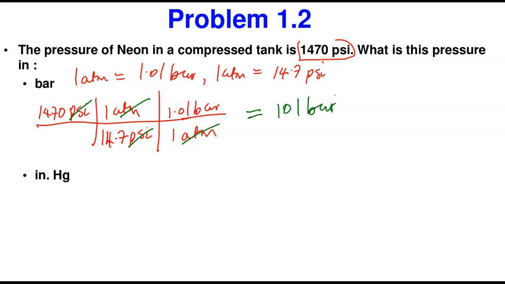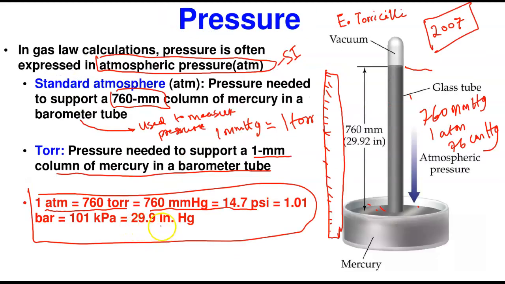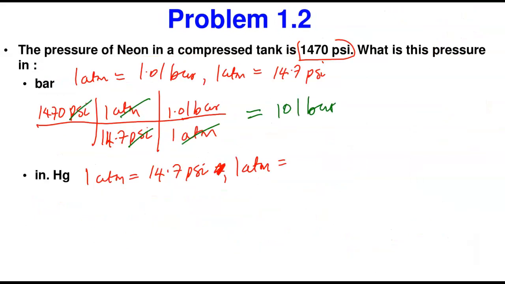And now the last but not the least, again, we're going to be converting from psi to inches mercury. Of course, we're going to write the conversion factors we have here. So we know that 1 atm again will give us 14.7 psi, and we also know that 1 atm also gives us, if you go back to the conversion factors, 29.9 inches mercury. So we start again.